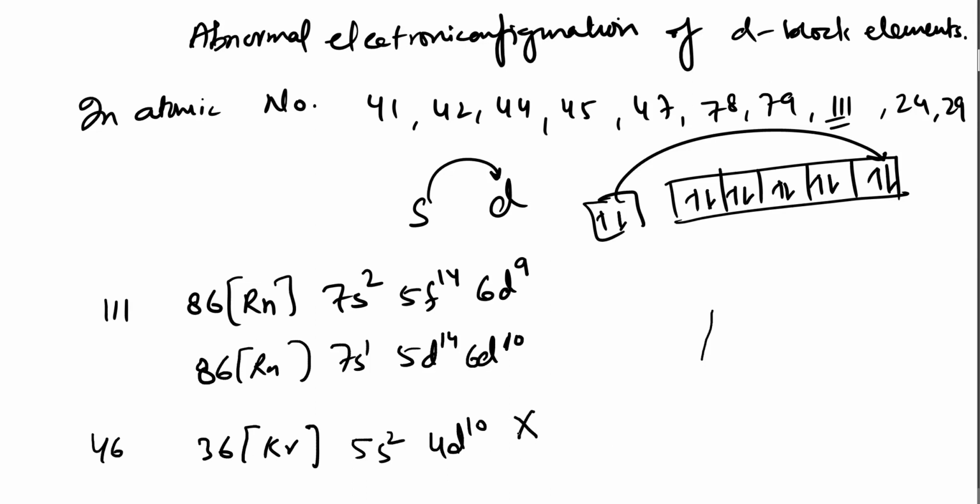But actually this is not so. What happened in order to attain stability? This krypton, this 46, this is going to have electronic configuration. S will donate its 2 electrons to d and will become 0 and will become 4d10. Here it is actually 8. Are you getting?